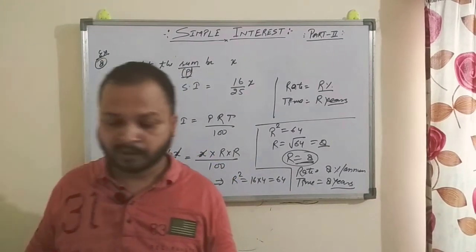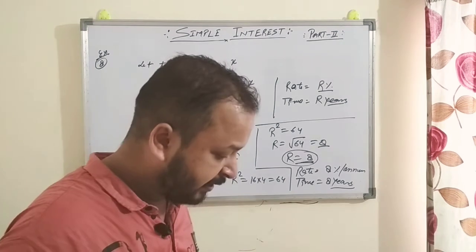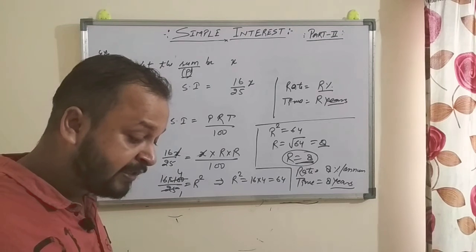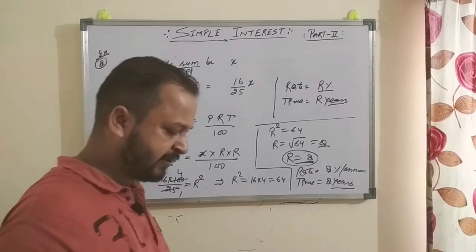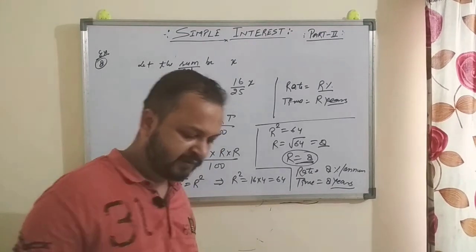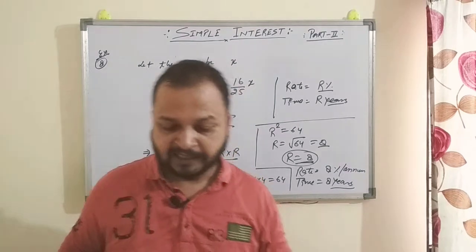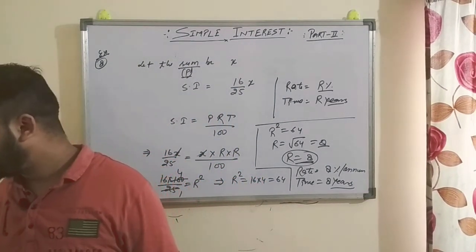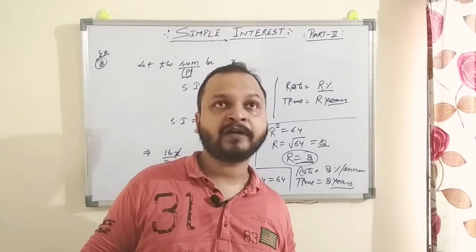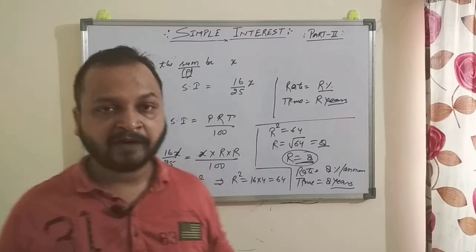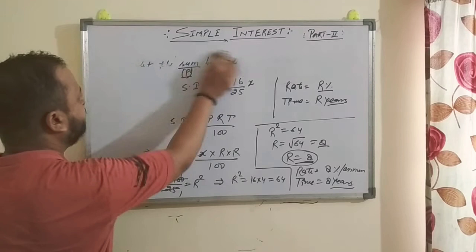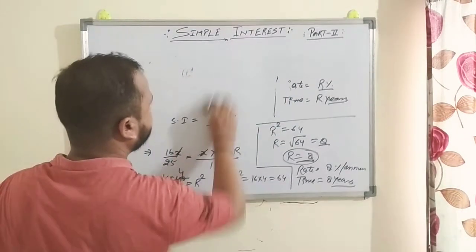Now come to example number 9. A sum of money at simple interest double itself in 8 years 4 months. And in how much time will it treble itself? So in 8 years 4 months it double itself, right? So first thing is that you have to find it out rate. After that you have to find it out time. So there are two questions in one question.